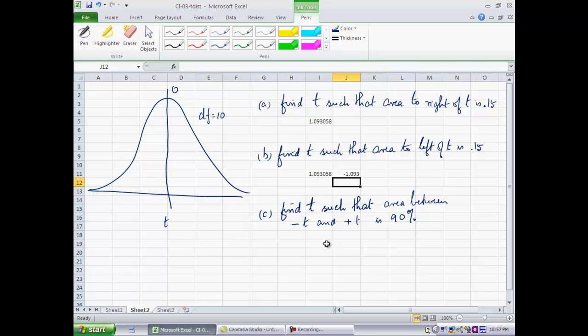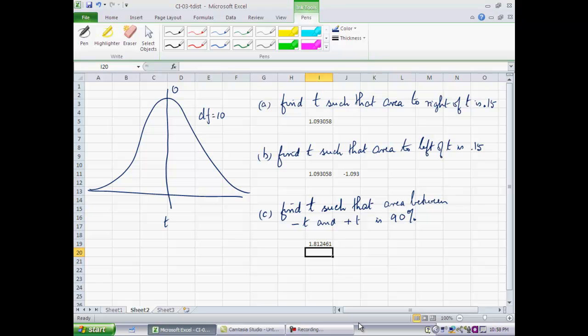Okay, so a little bit of mental gymnastics, but if you work a few problems, you'll get used to it. Last one, find t such that the area between minus t and, so here's minus t, here is plus t, I want the area between the two to be 90%. This one's easy because if the area between minus t and plus t is 90%, the area in the two tails together is 10%. So what input do I put? Since T inverse requires the probability of the two tails together, I put a 10% here, and the degrees of freedom is 10. So I get 1.81.